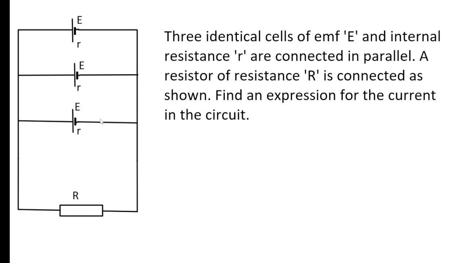Let's take the current in this external circuit to be capital I. So the current goes through this, through that, and like that. Now, to calculate the current, all we need is EMF divided by the total resistance in the circuit like this. I is equal to E over R plus r.